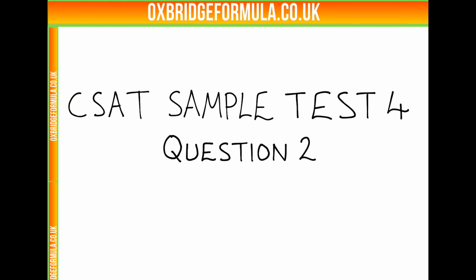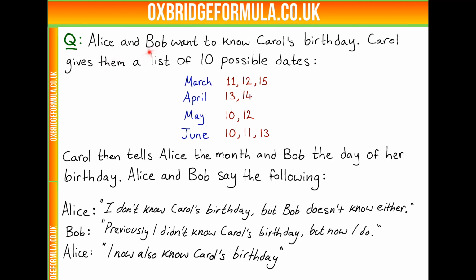This is CSAT Sample Test 4, Question 2. Alice and Bob are trying to work out Carol's birthday. Carol gives them a list of 10 possible dates: March the 11th, 12th or 15th, April the 13th or 14th, May the 10th or 12th, or June the 10th, 11th or 13th. Then, Carol tells Alice the month and Bob the day of her birthday.